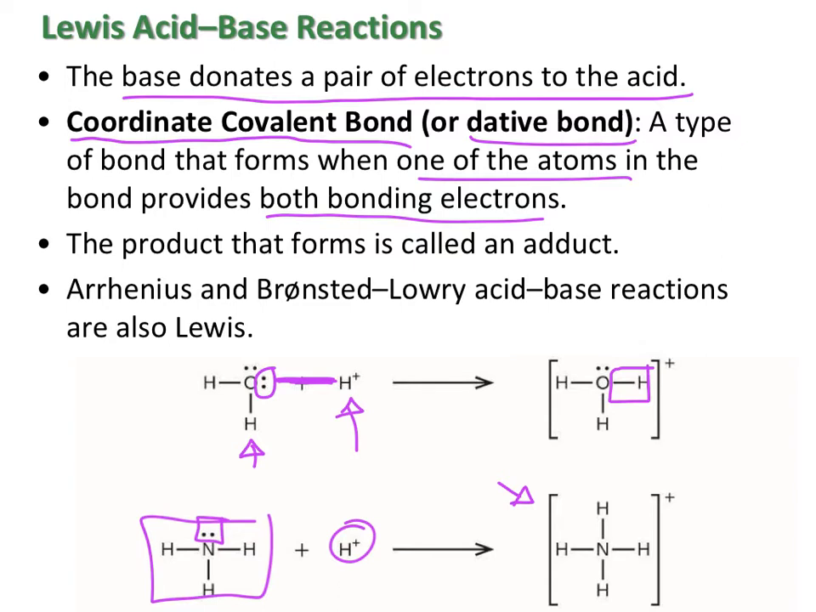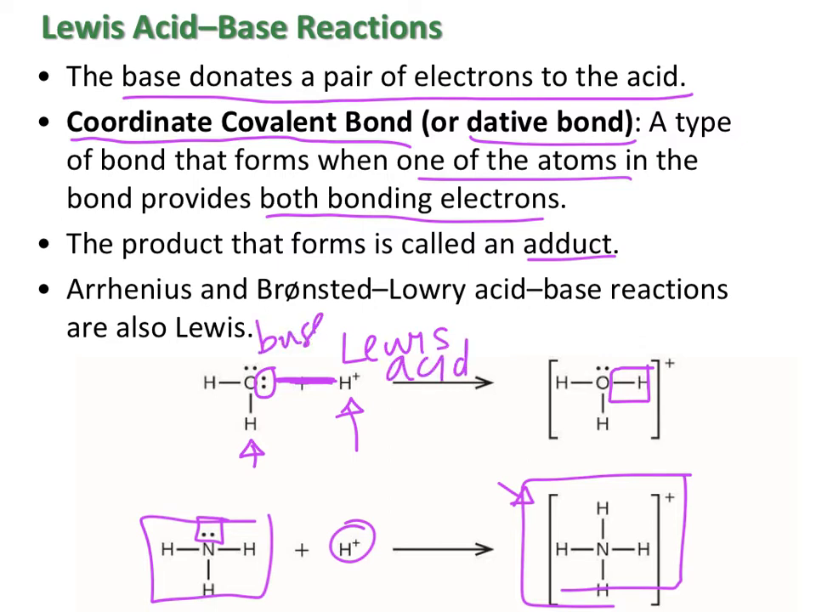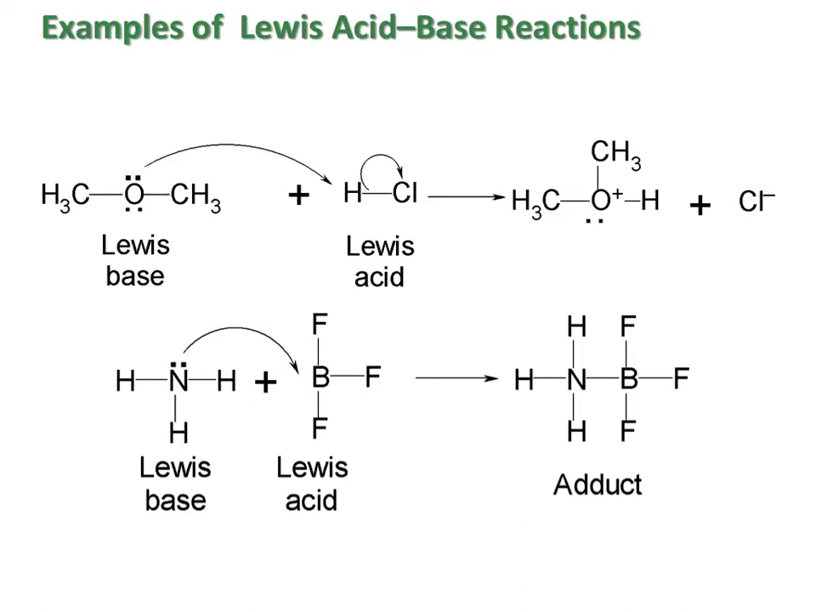Overall, the product that you get from a Lewis acid base reaction is called an adduct. So here we have a Lewis acid and a base, right? The base is the one that's going to be giving up the pair of electrons, and the acid is accepting. This right here is an adduct, or your product. Here we have some more examples.